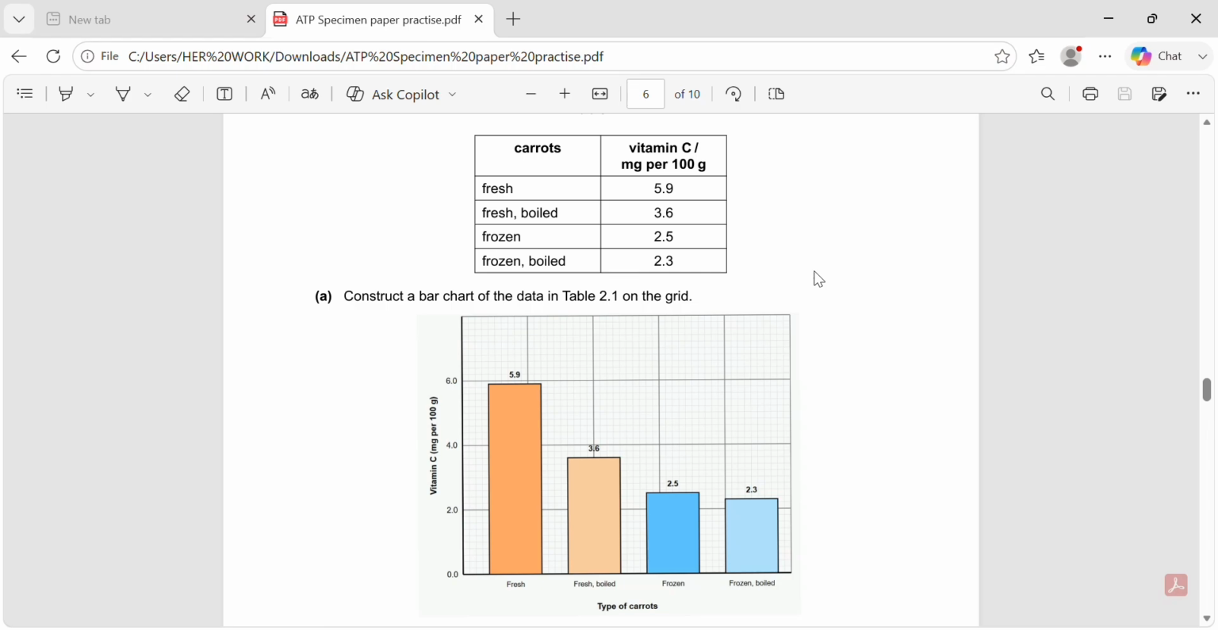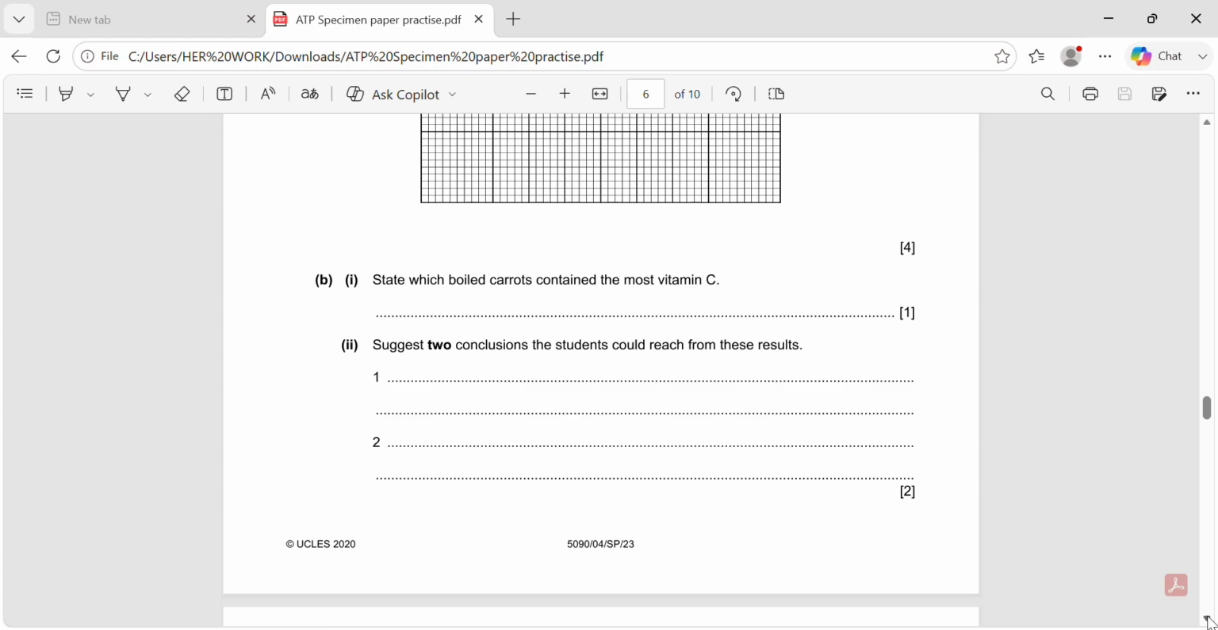Next, choose a linear scale that uses at least half of the grid. Now plot 4 equal width bars with heights of 5.9, 3.6, 2.5, and 2.3. Remember to leave equal spaces between the bars because these are separate categories and the bars must not touch. The next question asks, state which boiled carrots contain the most vitamin C.